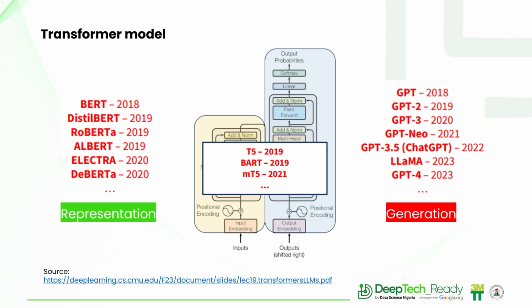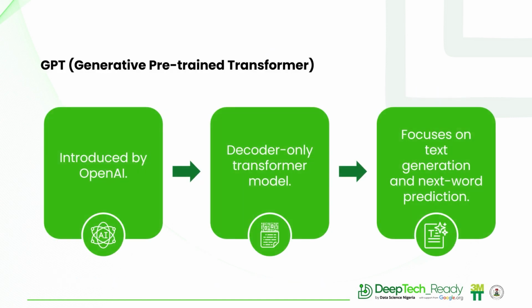Let's now focus on the Generative Pretrained Transformers, or GPT. It was introduced by OpenAI. It is a decoder-only transformer model primarily designed for text generation and next word prediction. GPT excels at producing coherent and contextually relevant text by predicting the next word in a sequence based on prior words.